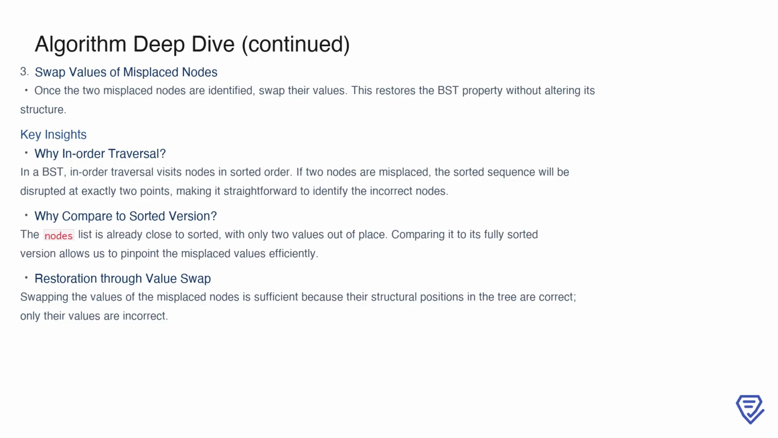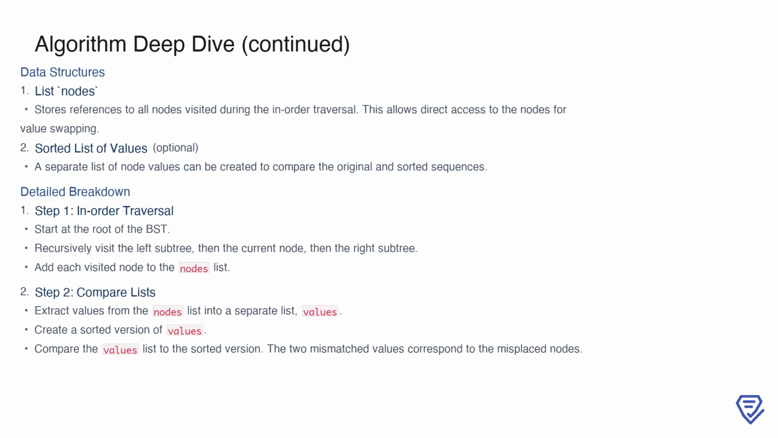Finally, swapping the values of the misplaced nodes ensures the BST property is restored. The positions of the nodes remain the same, so the tree structure is preserved, and only the incorrect values are corrected. To implement this approach, we rely on specific data structures. First, we use a list called nodes to store references to all the nodes visited during the in-order traversal. This enables direct access to the nodes later when we need to swap their values. Optionally, we can also create a separate list containing just the values of these nodes for comparison purposes.